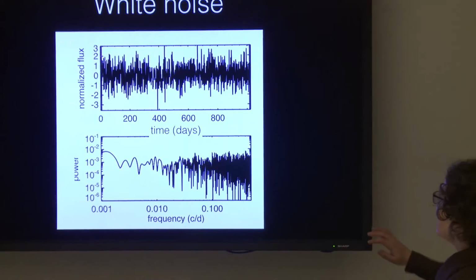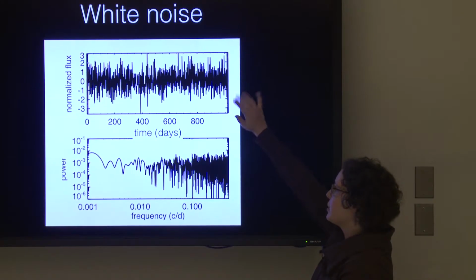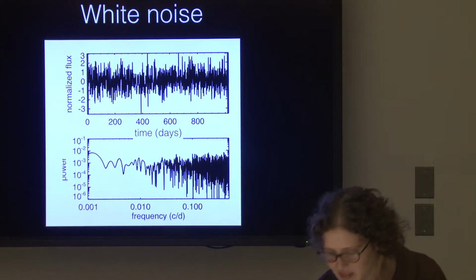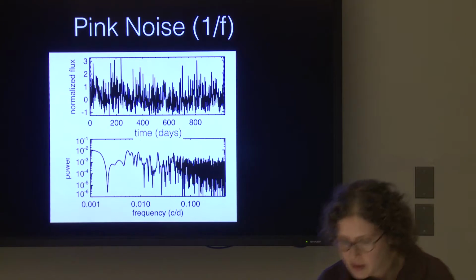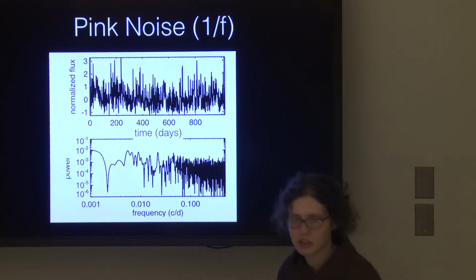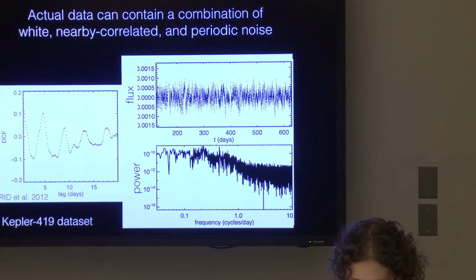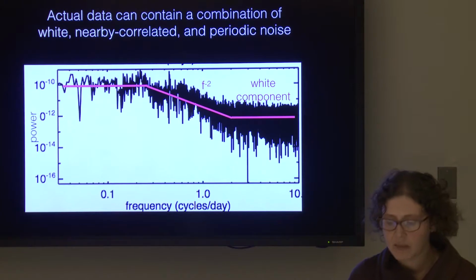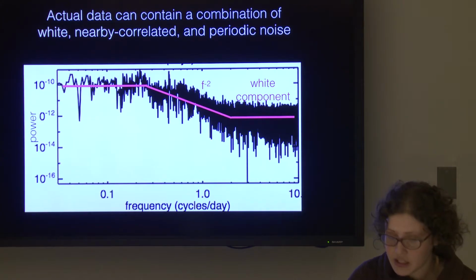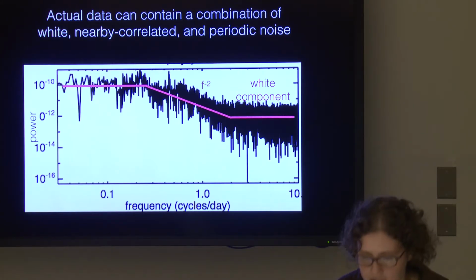Just for reference, this is what white noise would look like if this were a Kepler data set. It would be a flat power spectrum. This is how pink noise would look. There'd be a slope to the power spectrum. And as I mentioned, what we see is somewhere in between, so it seems to have a white component, a correlated component, and a periodic component. So it can have all these different components at once.